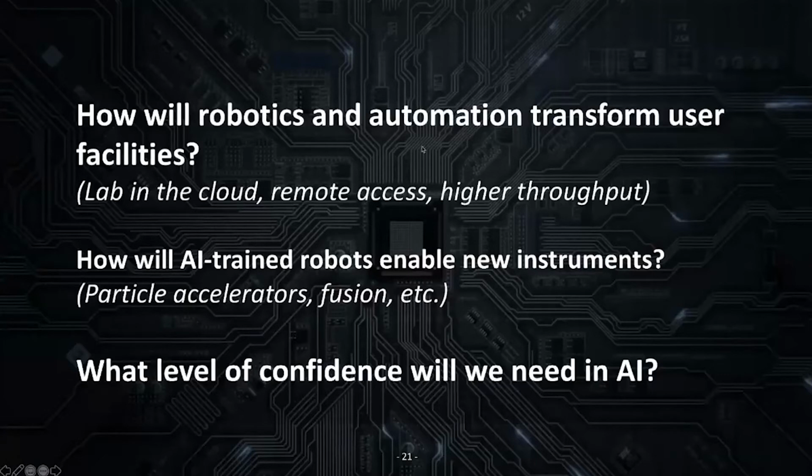How will AI-trained robots enable new instruments? Are there places where we can't physically control them today? This comes up already in areas like particle accelerators, but also looking at things like fusion. And what level of confidence, again, will we need in AI in order to allow it to control some of these experiments, which may be much more complex than some of the types of controls that other AI systems are being used for outside of science?